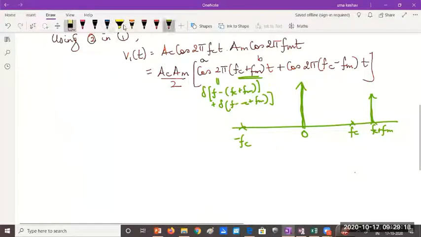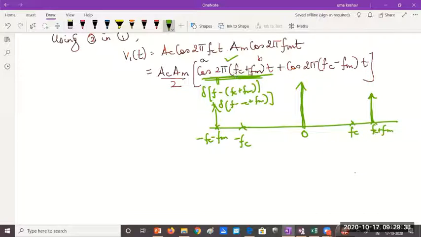Where should it be? The mirror image of this signal. If this is at Fc plus Fm, the image of this signal will be at Fc minus Fm, that is, minus Fc minus Fm. This would represent the first term here. Please take care to see that the first cosine will be represented by these two impulses, right?